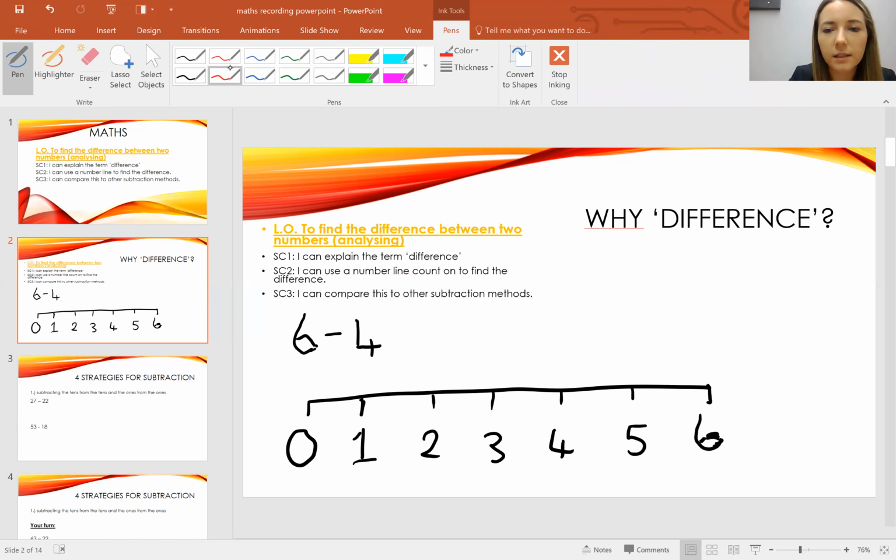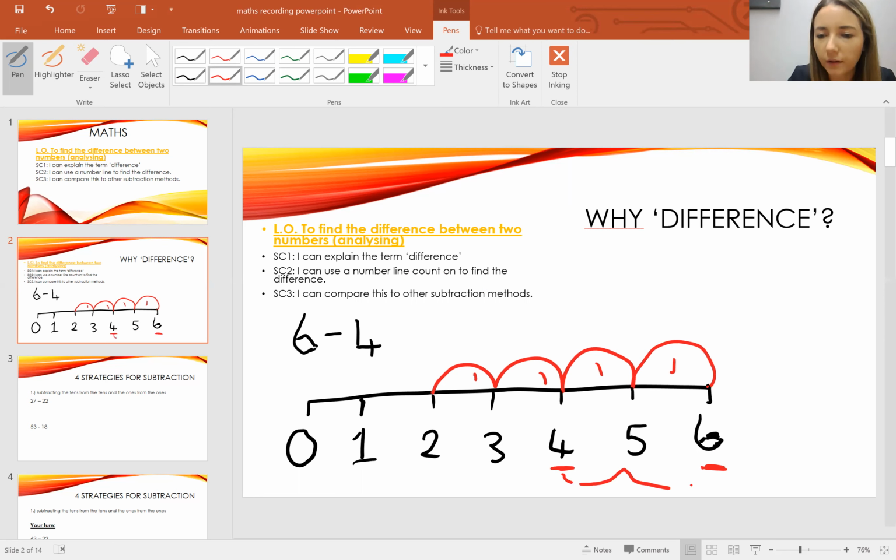we learnt last time about using the empty number line to count back. So if we're subtracting 4, we are taking away 4. So we learnt 1, 2, 3, 4, counting back in chunks of 1. And the answer was 2. But when we find the difference, what we're actually doing is saying how many numbers are between 6 and 4. We can see that by saying 1, 2.